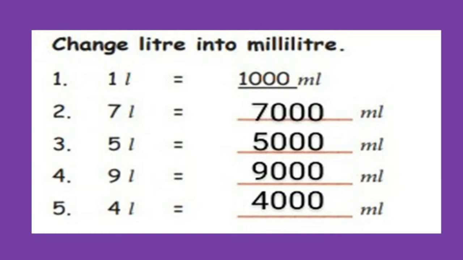Now we are going to solve the problems. The first one, 1 liter. 1 liter is equal to 1000 milliliter. That is 1 into 1000 is equal to 1000 milliliter.